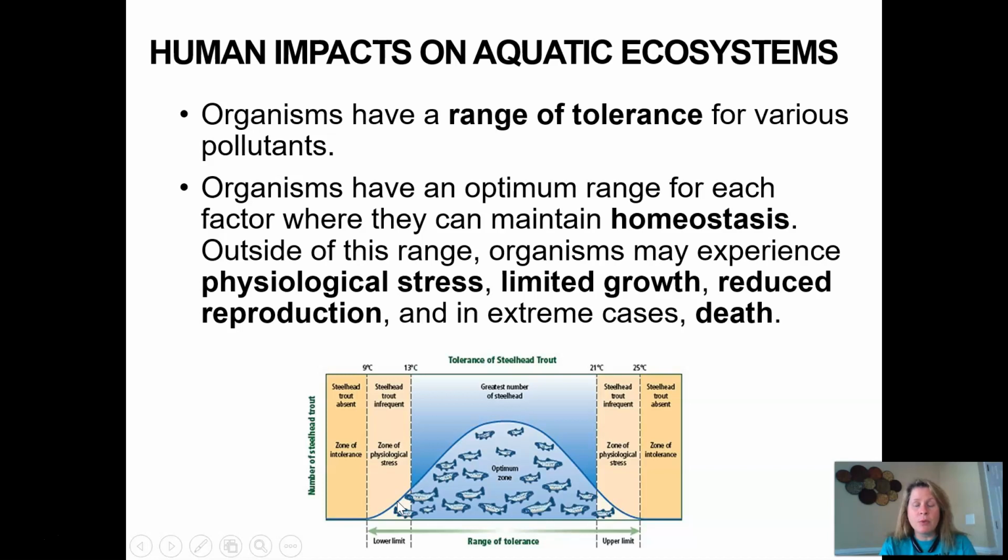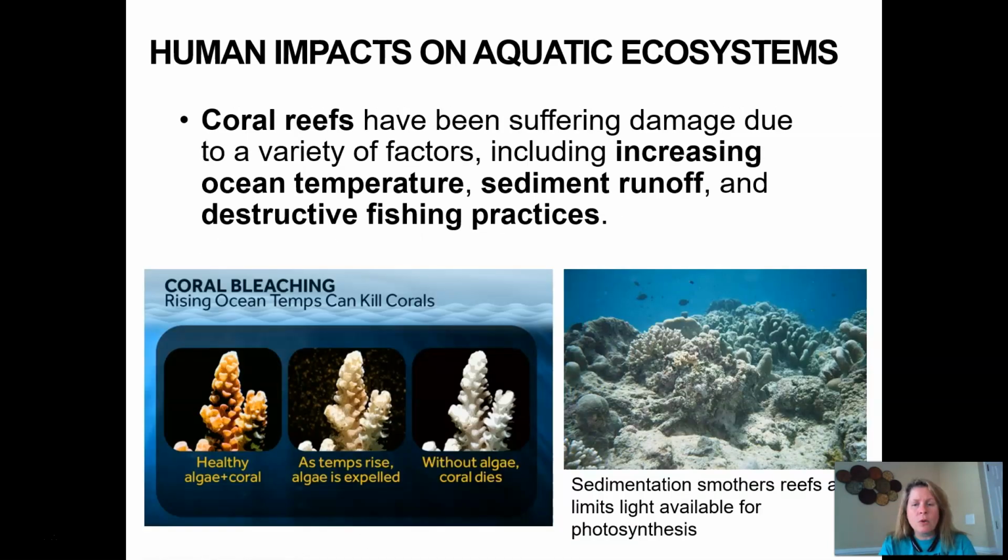They aren't able to reproduce at the rates that they need to. They're just having a hard time. They're struggling. And then you can get all the way out to a zone of intolerance where nothing is able to live. We end up killing off organisms. So just be familiar with that again. We've studied that before.